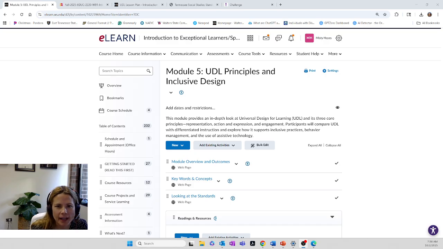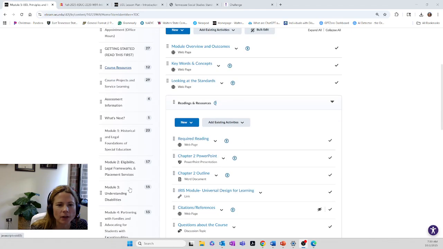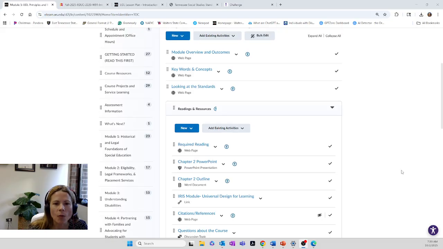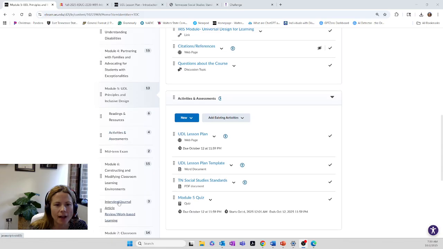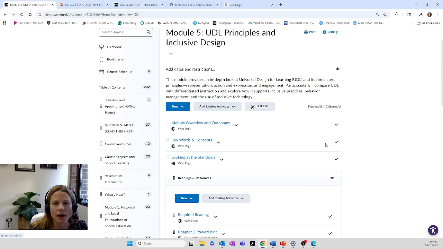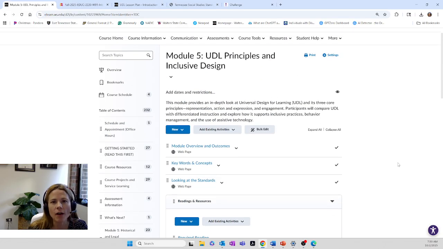So, if we recap, last week we were talking about partnering with families and being an advocate for students in the classroom. Well, now we're moving into Module 5, which is going to be talking about Universal Design for Learning, also sometimes referred to as UDL. So, we're going to look at what those principles of UDL are in terms of designing your classroom.